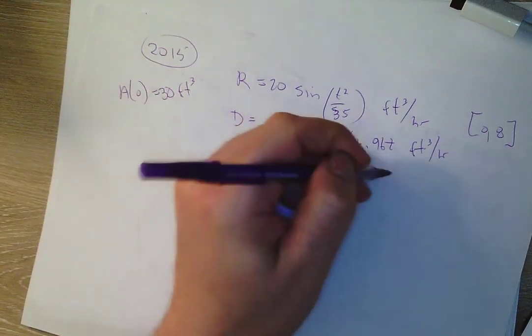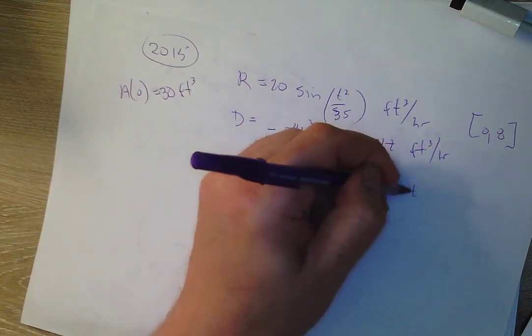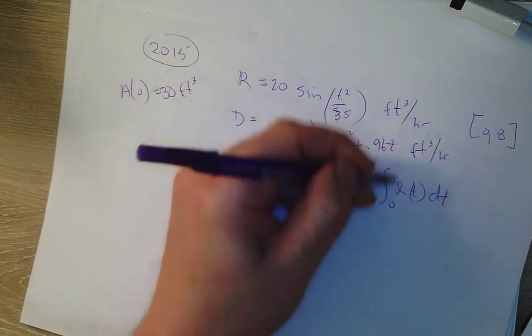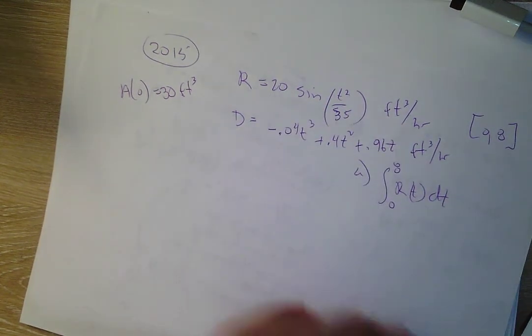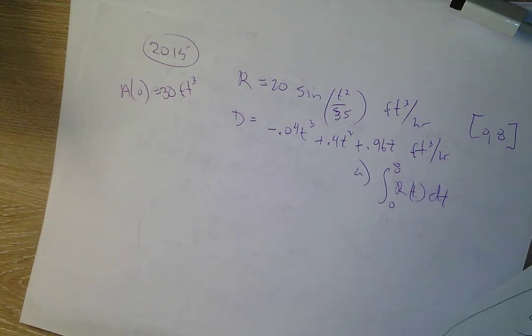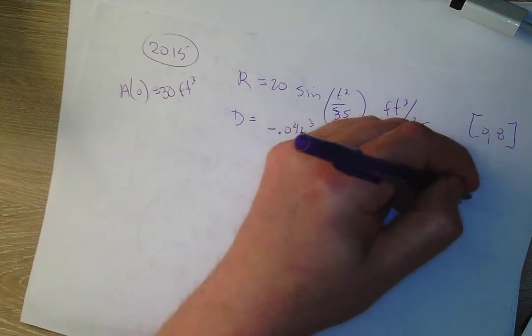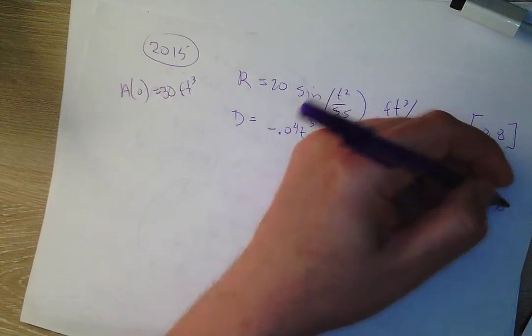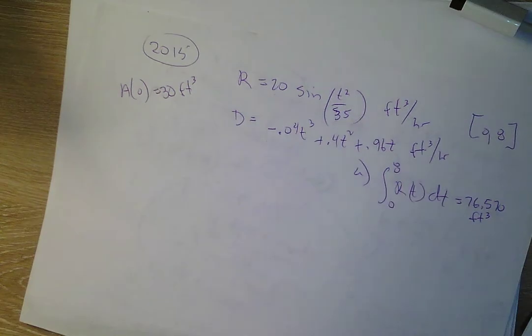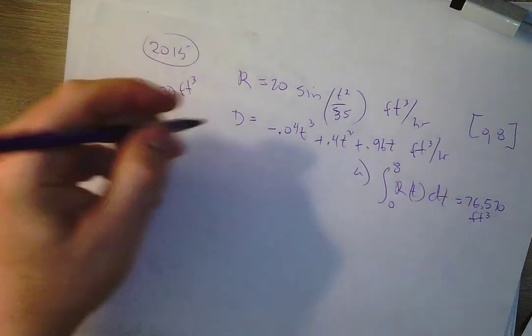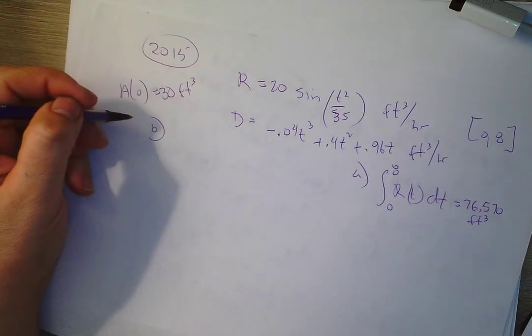Well, for part A, that's integrating the rate. I want to integrate the rate at which water flows in. I do this on my calculator, and I come up with 76.570 cubic feet have entered the drain pipe in the first 8 hours. Okay, that's A. What about B?